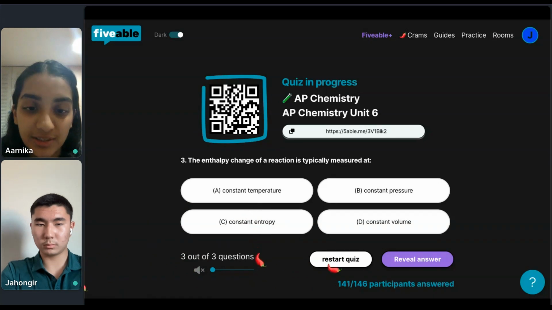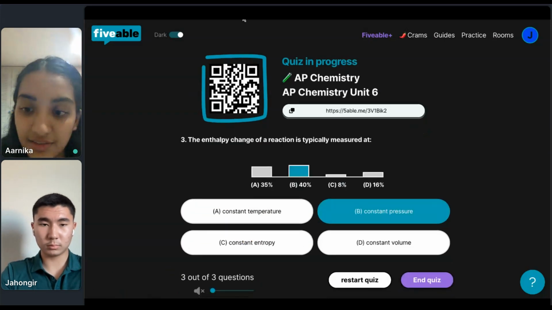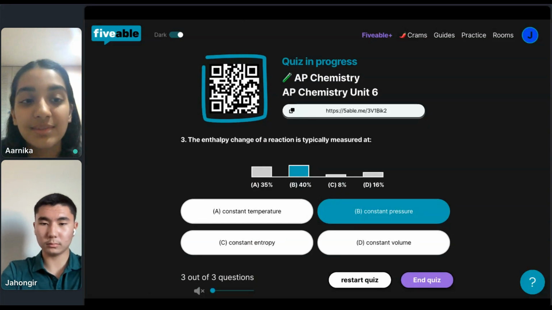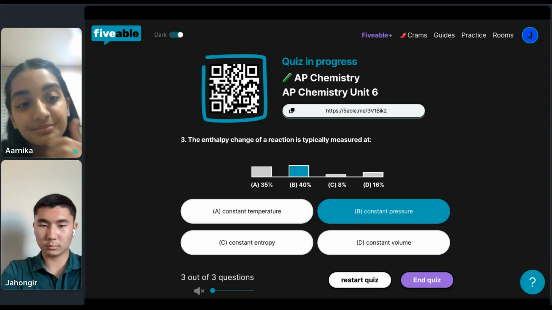All right, I think we can reveal the answer now. We have a bunch of responses. Okay, so the enthalpy change of a reaction is typically measured at constant pressure. This is just something you need to know for the AP exam.